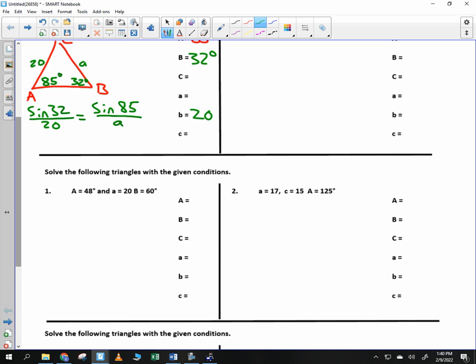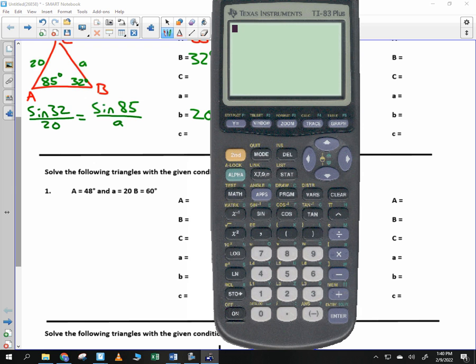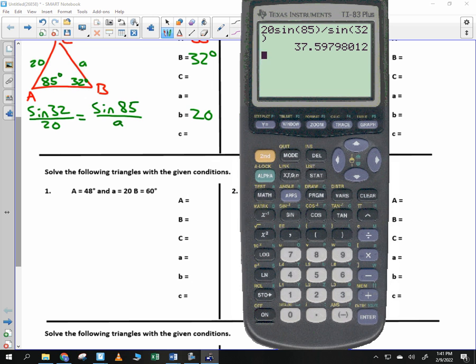Yes? Okay, so I'm going to take my calculator. Let's make sure we plug it in correctly. Got to have a calculator for this unit all the time. I'm going to take 20 times the sine of 85. And notice how I close the parenthesis on the 85. And then I divide by the sine of 32. And I press enter. And I get 37.60. And that was side A.